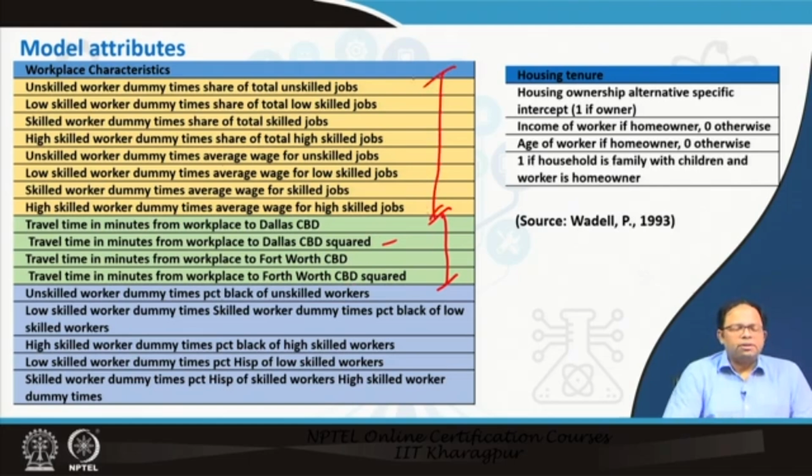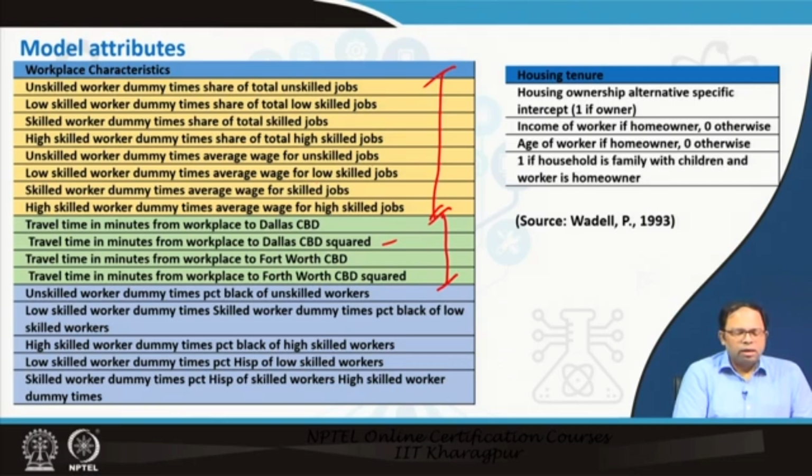Then they also considered characteristics of the workplace in terms of unskilled workers available and total number of, they did some job matching also: total unskilled jobs, low skilled worker with low skilled job, skilled worker with total skilled jobs, and then high skilled worker with high skilled jobs, unskilled worker dummy times average wage into skilled job. These kinds of interaction variables were created.